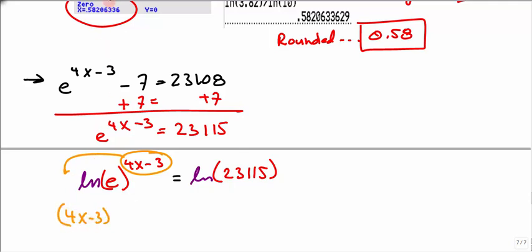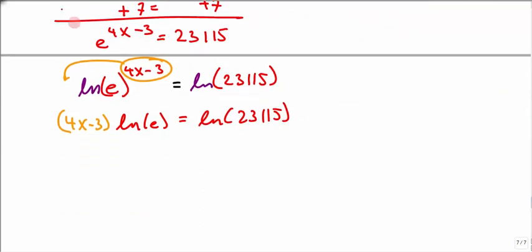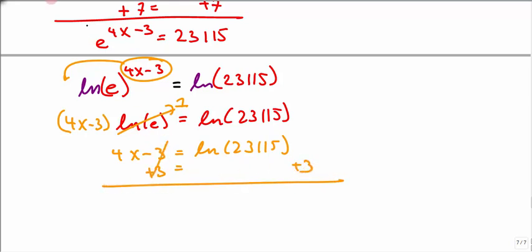And I have natural log of e, and I have the natural log of 23,115. Now I'm trying to solve for 4x minus 3. If you can recognize that the natural log of e is 1, that's going to make this a lot easier. So I have the natural log of 23,115. So I'm going to add 3 to both sides.